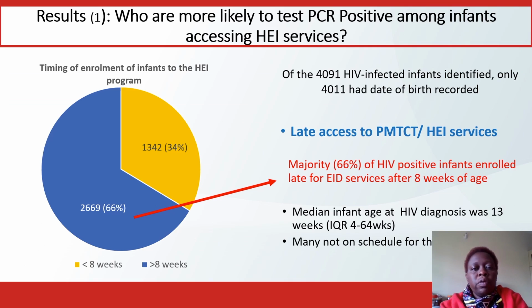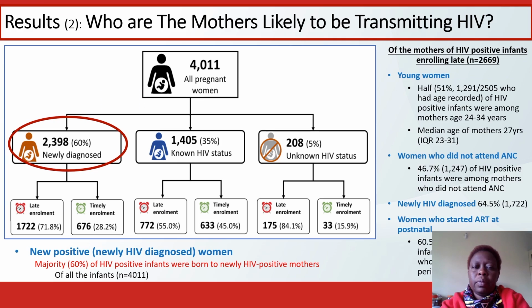So, looking at the results, who are the infants who are more likely to test HIV positive? Of the 4,011 HIV-infected infants who had the date of birth recorded, we found that 67% enrolled late for EID services after 8 weeks of age. The median infant age at diagnosis was around 13 weeks, with a very wide interquartile range of 4 weeks to 64 weeks. This showed that they had late access to PMTCT or HEI services.